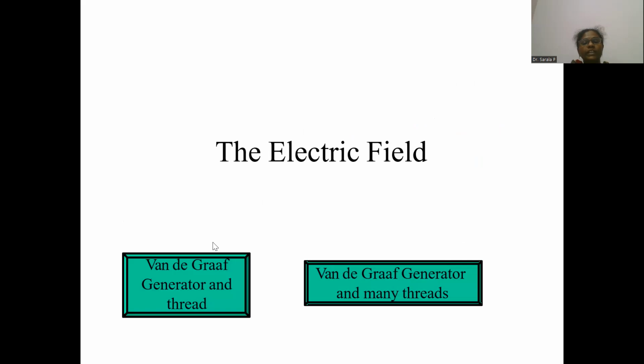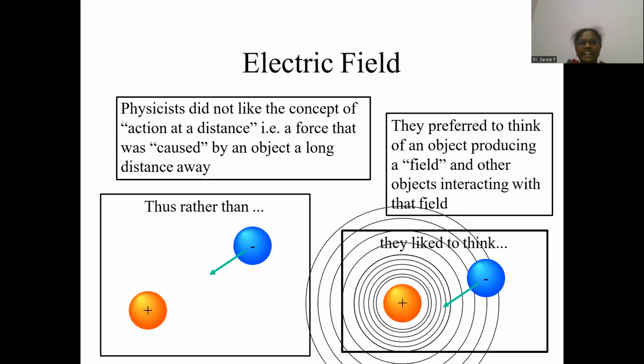Now we go with the electric field. So what is an electric field? The field around an electric charge is the electric field. Normally we know that the area around the charge where there is an influence of that charge is called the electric field. Here they prefer to think of an object producing a field and other objects interacting with that field.